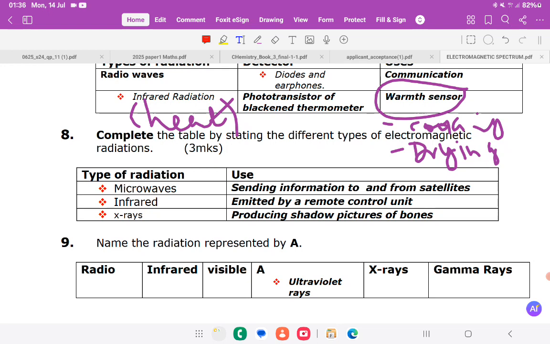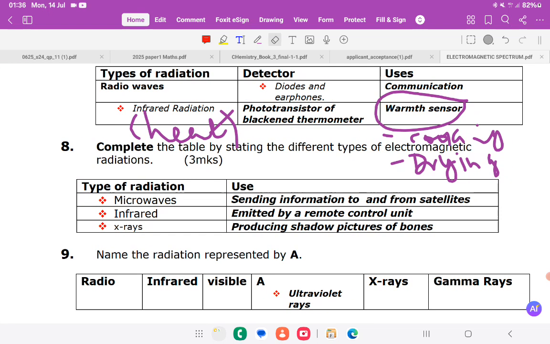Number 8. Complete the table by stating the different types of electromagnetic waves. We have microwaves. Microwaves are used for sending information to and from satellites. They are the ones we use on cellular phones for communication. We can also use microwaves for cooking, as in microwave ovens. Infrared is emitted by remote control units.